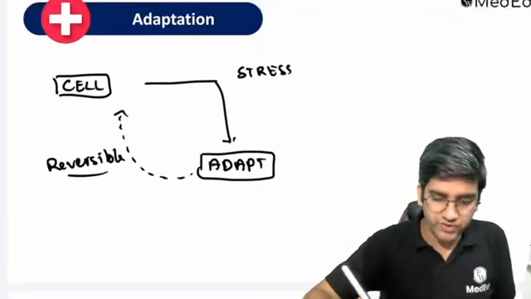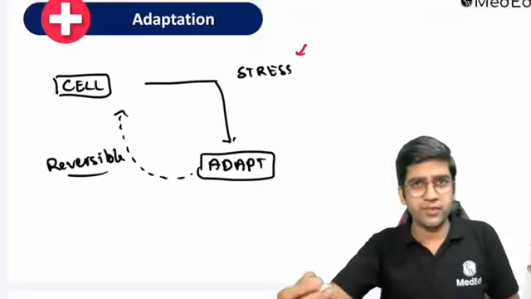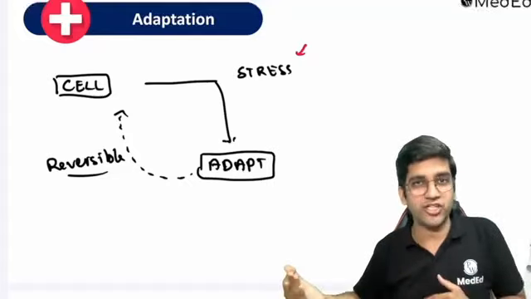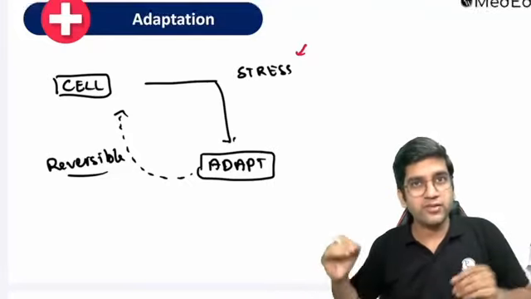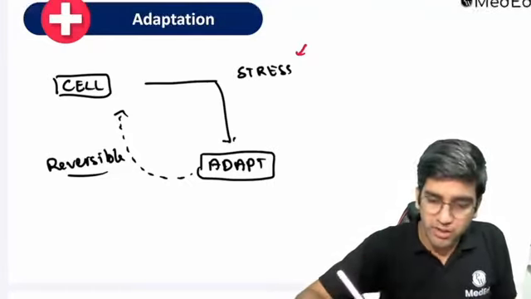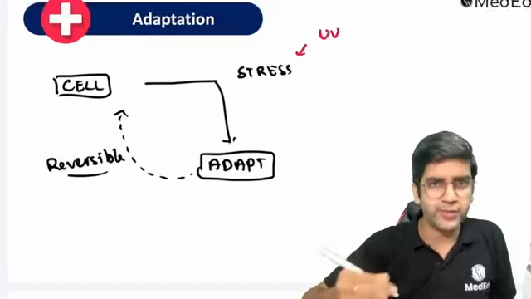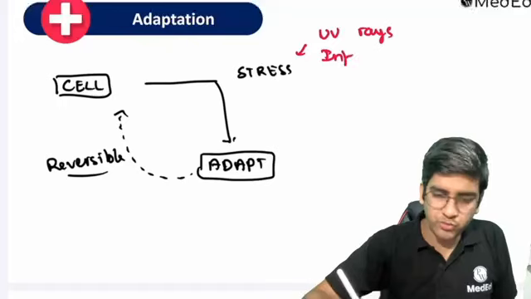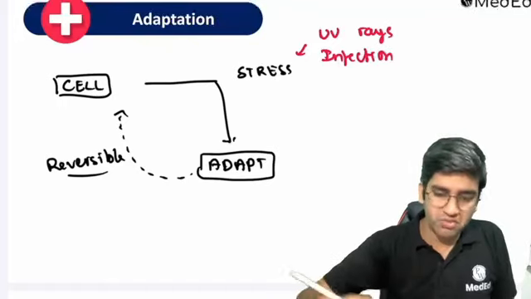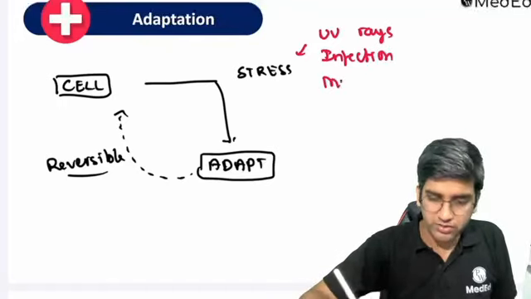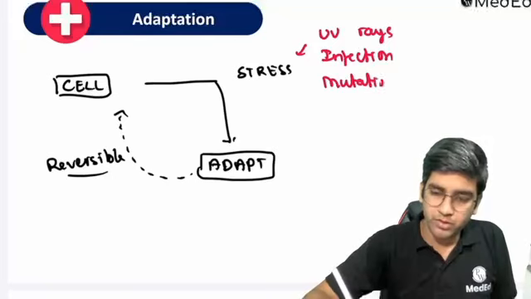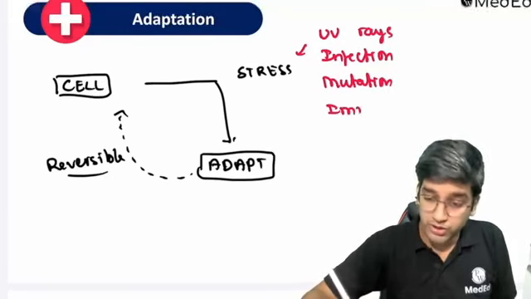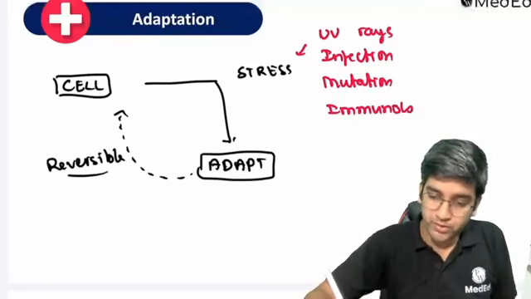So what can this stress be? This stress can be anything. The stress here is my etiology. We know the template, right? It could be a hormonal problem. It could be UV light. UV rays can be a stress. It could be an infection. Infection could be a stress. It could be mutations. That also could be a stress. It could be some immunological condition. That also could be a stress, right?